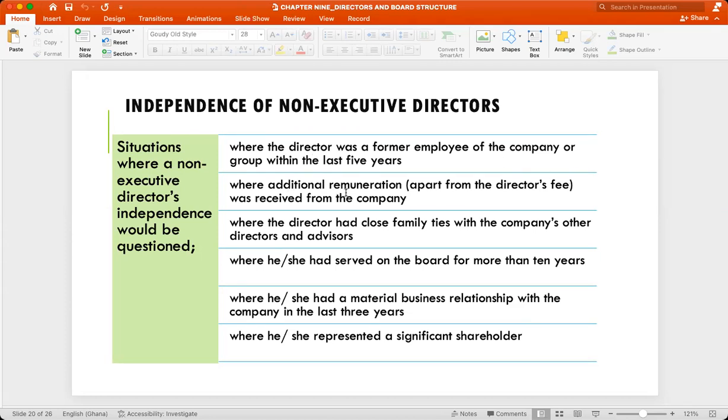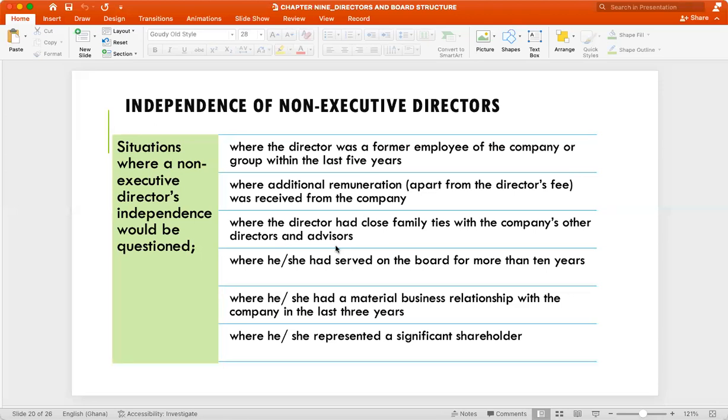Where additional remuneration apart from director's fee was received from the company. If you receive any additional payment besides director's fee, for example, if you were the lawyer to the company, you will normally be paid legal fees. Sometimes it's contractual: every month, even though you are not an employee, you are like an independent contractor, and they pay you legal fees for being the lawyer of the company. If you were then appointed a director of that company, you cannot be considered an independent director, because apart from director's fee, you also receive additional remuneration from the company.